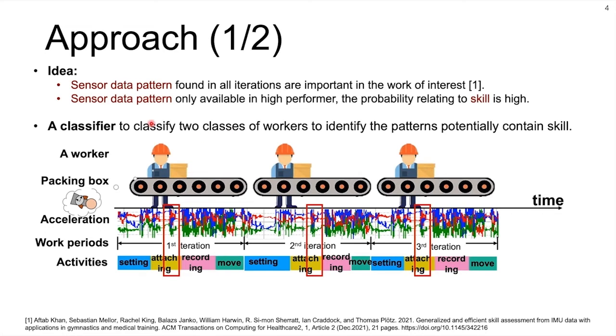The second idea says that if the pattern is different from the low-performing worker, it has a high probability of relating to skill. At the same time, different patterns are helpful to differentiate different workers, which inspired me to design a worker classifier to identify these patterns and then extract useful knowledge from the patterns.